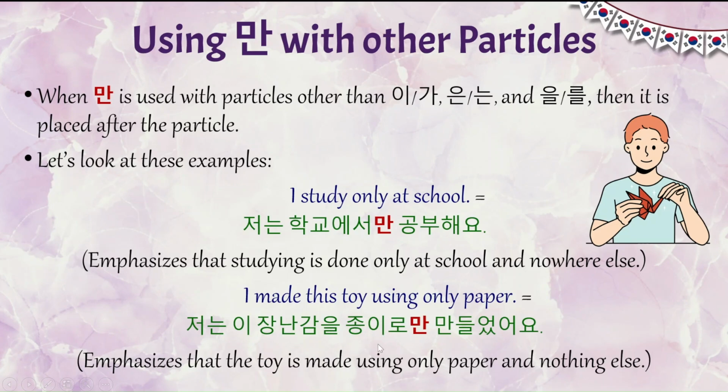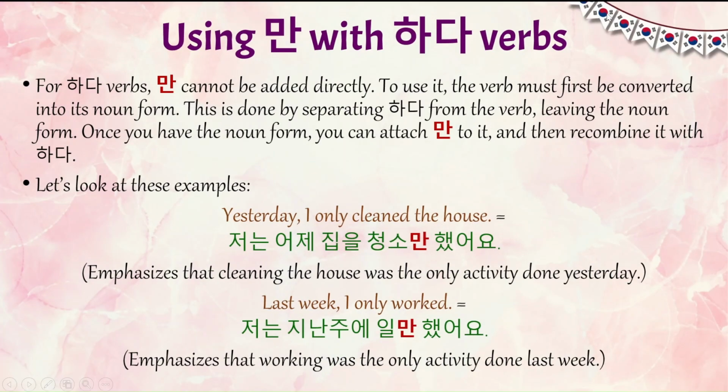That tool is paper. So you have to use the particle ro with chungi to indicate this. So it becomes chungiro. Now you have to say only paper. Very easy. Attach man, it becomes chungiroman. So remember how to use man with particles other than the topic, the subject, and the object markers. Alright? Now let's see how to use man with hada verbs.